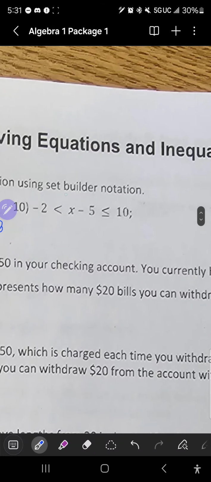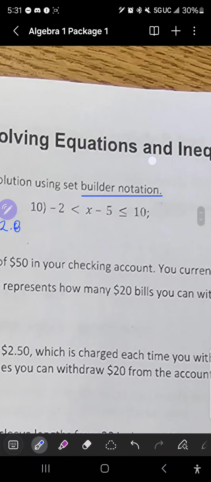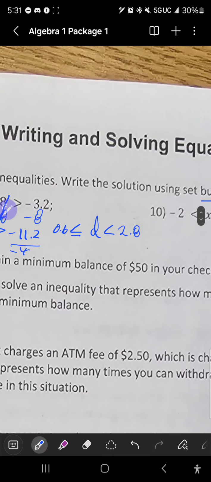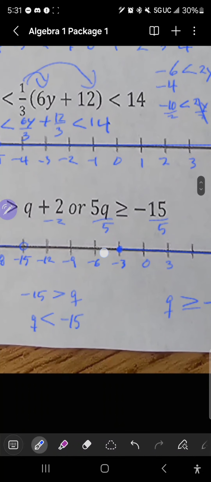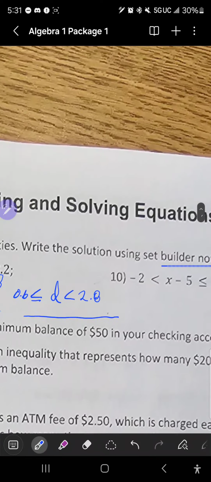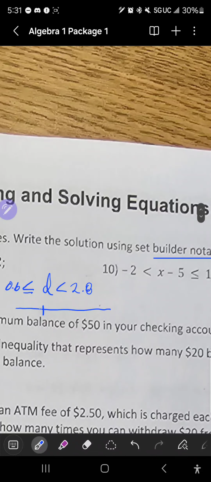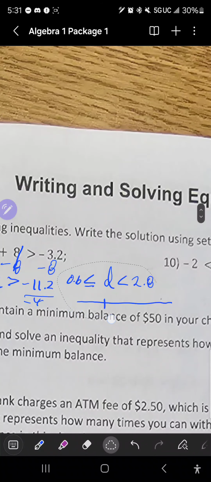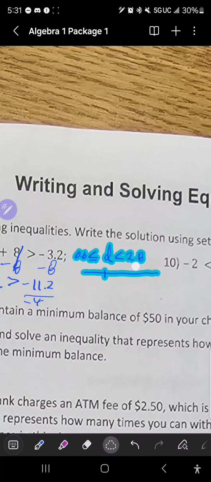Now, when it's talking about builder notation, it basically just means what values t can have. So you know that when we were doing this, we just had a number line. We put the value, we put here 0.6. I'm going to make this smaller so I can actually do it.